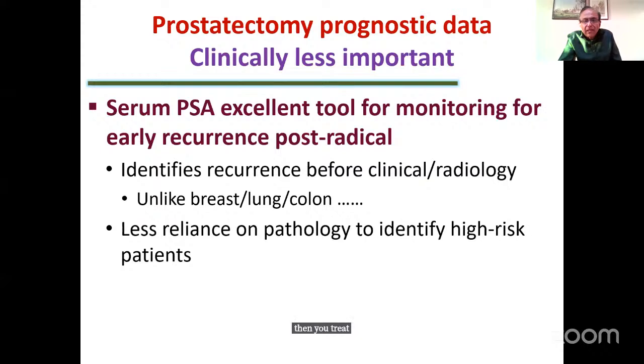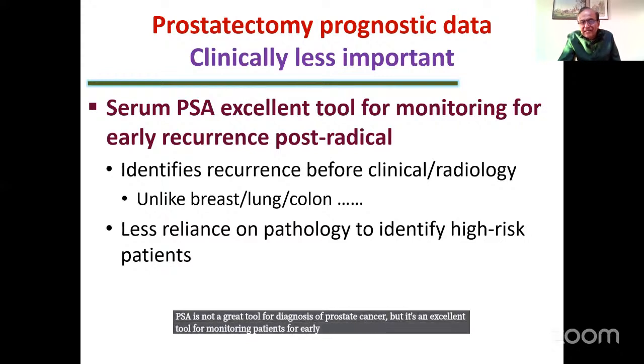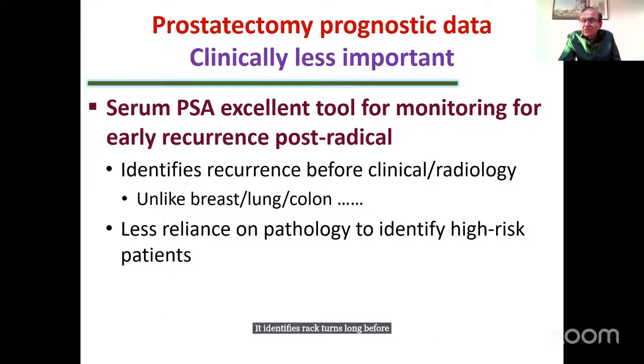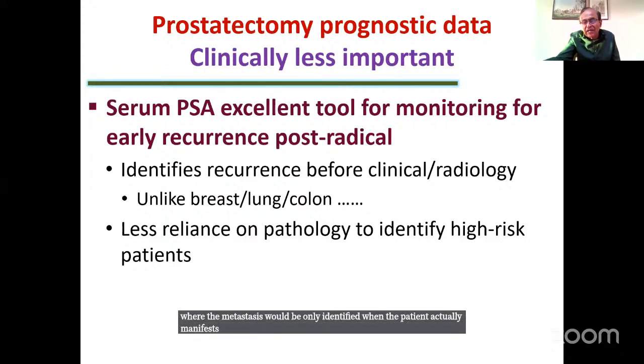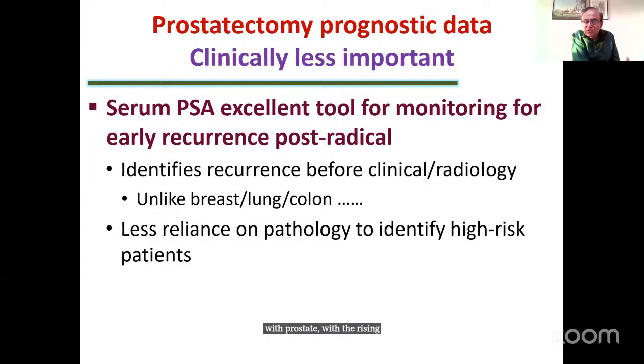PSA is not a great tool for diagnosis of prostate cancer, but it's an excellent tool for monitoring patients for early recurrence after radical prostatectomy. It identifies recurrence long before clinical or radiological metastasis. So unlike breast, lung, colon, endometrium, etc., where the metastasis would be only identified when the patient actually manifests either clinically or radiologically, with prostate, with the rising PSA, we can detect it much earlier.